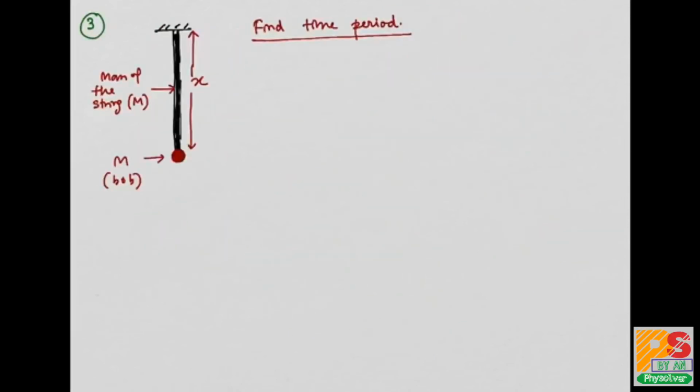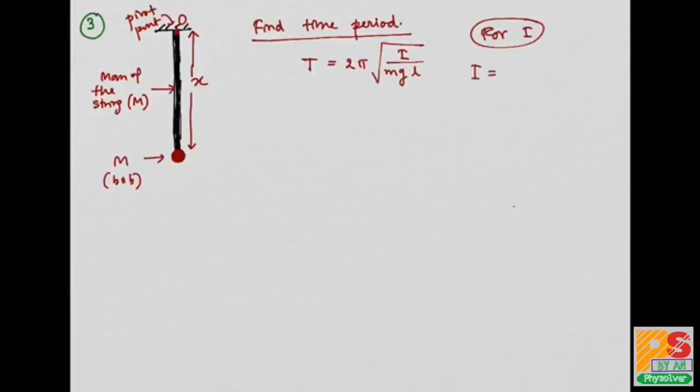So if I use the basic formula, T equals 2π root over I by mgl, where this is the pivot point O. Now for I, I is the moment of inertia of this system about point O. For the bob, the moment of inertia is very simple, which is mx square.